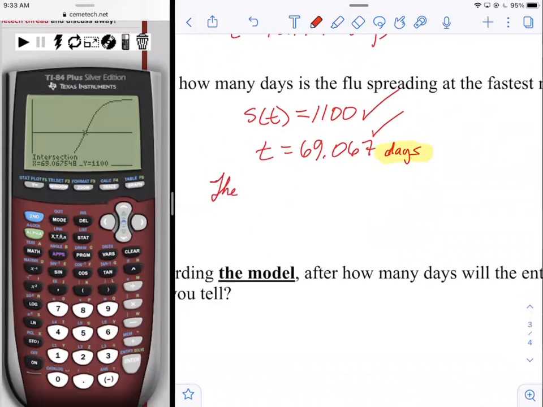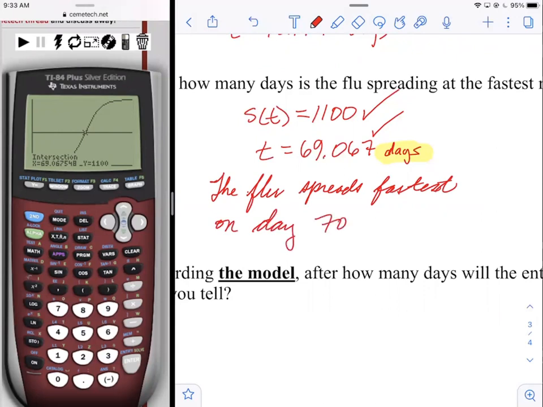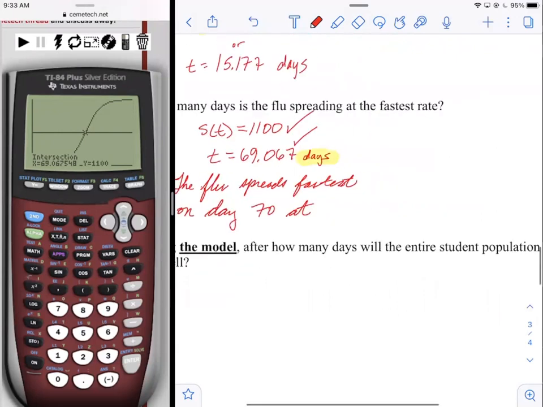The flu. Let's write it out. The flu spreads the fastest on day 70 at. And then what if I asked you to give me a clock time, either military clock or standard clock? Brady, that's awesome. Let's answer that quick. That makes a good follow-up. I like that. Thank you, Brady.